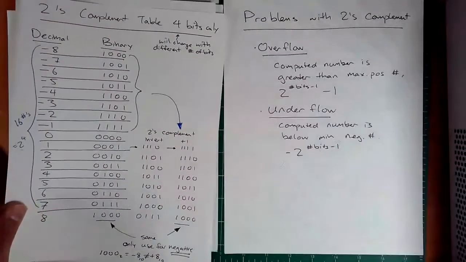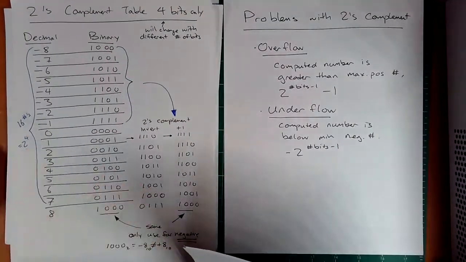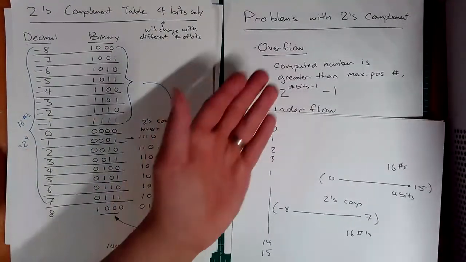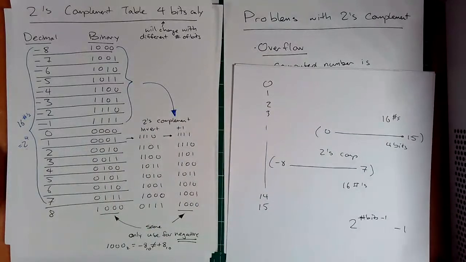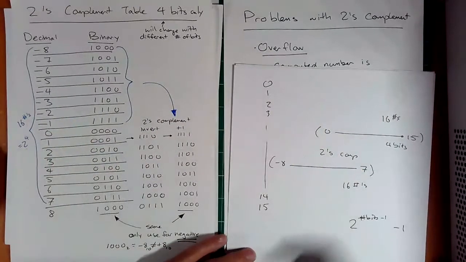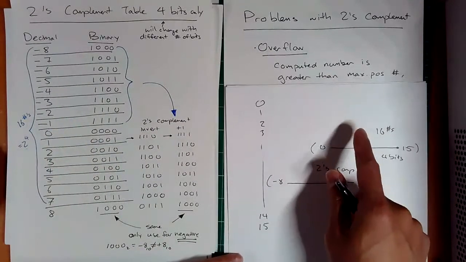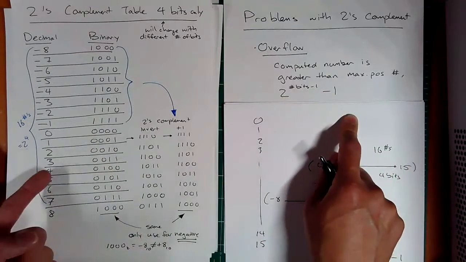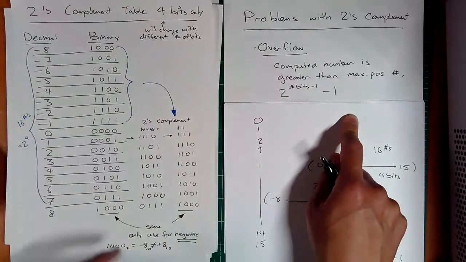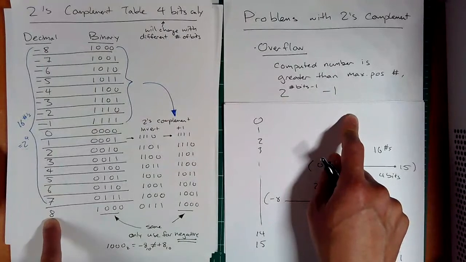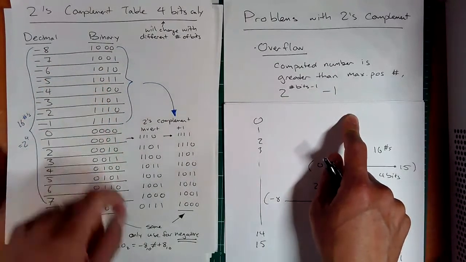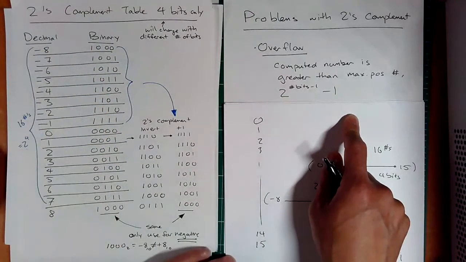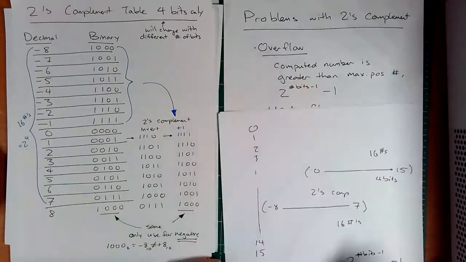Now, what is the problem with 2's complement? I think you can already see it here. It's going to be overflow and underflow. So let's say you're doing some computation and the computed number is greater than the maximum positive number. Let's say you're trying to add 4 plus 4 with 4 bits. You're going to get 8, but what's it going to spit out? It's going to spit out -8, right? That would not be good. That's an overflow problem.